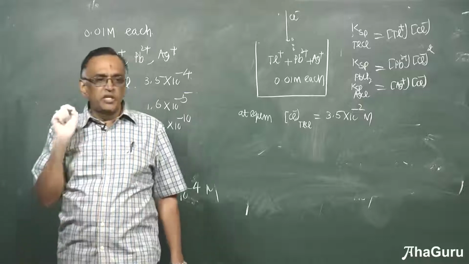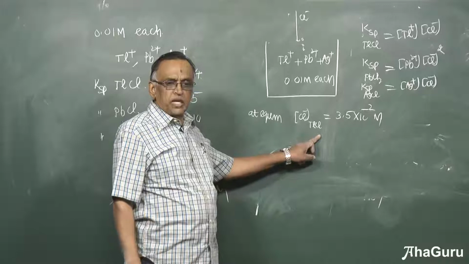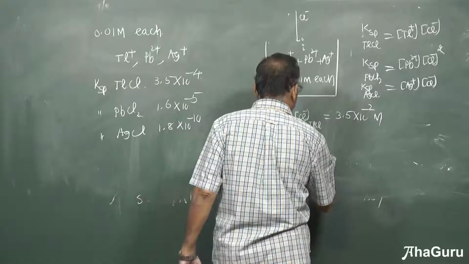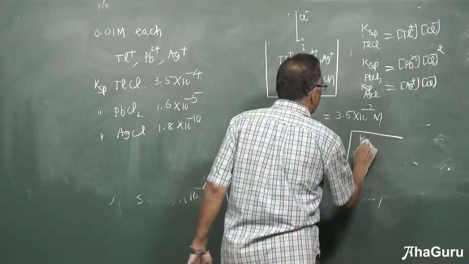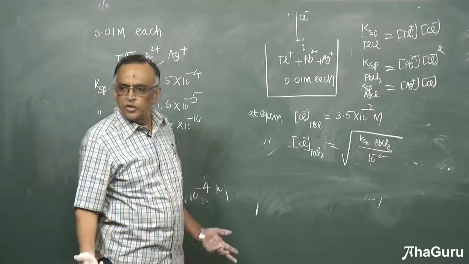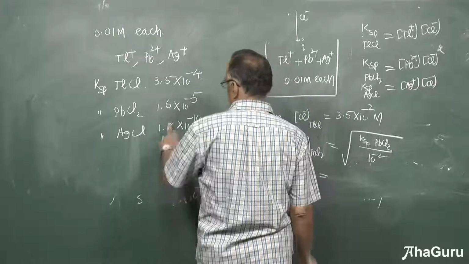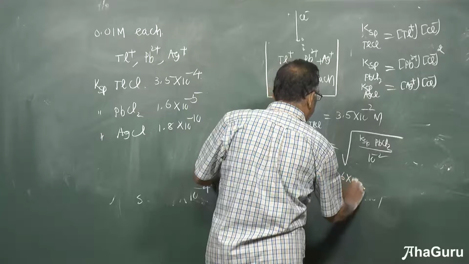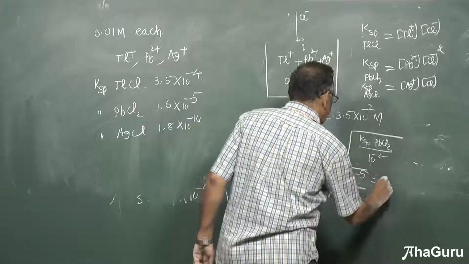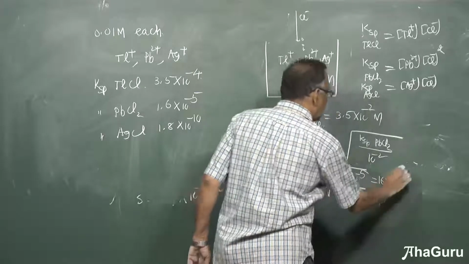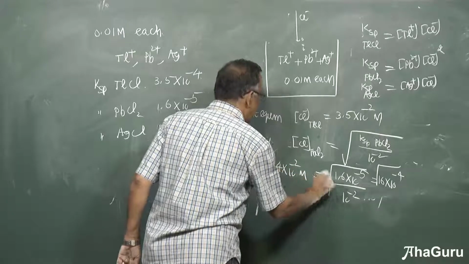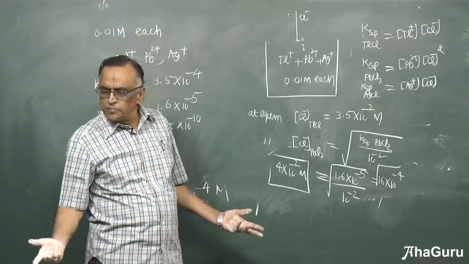First find out what should be the equilibrium concentration of chloride ion from thallium chloride. Similarly, at equilibrium, what is the concentration of chloride ion for lead chloride? Root of KSP of lead chloride divided by 10 power minus 2, correct? I hope you understand. What is KSP of lead chloride? 1.6 into 10 power minus 5 divided by 10 power minus 2, root. What will you get? 16 into 10 power minus 4, root. What is that? 4 into 10 power minus 2 molar, correct?